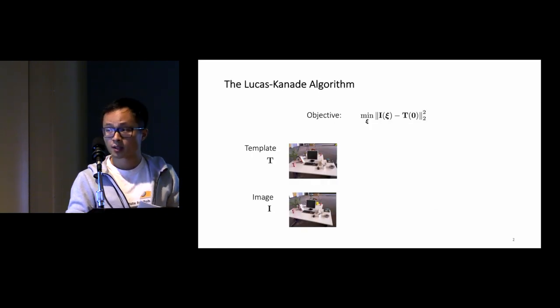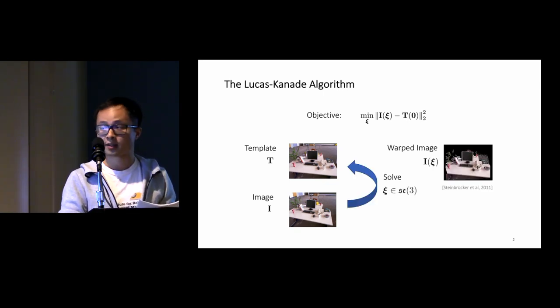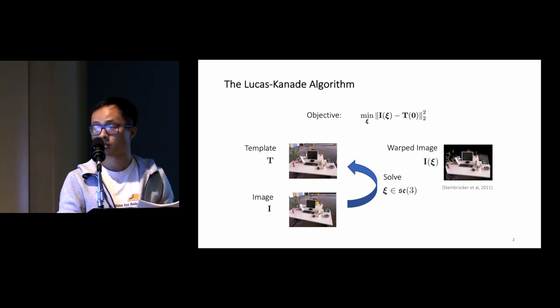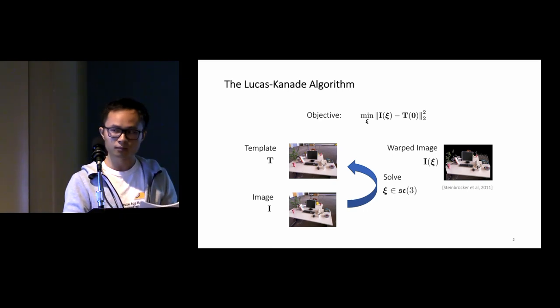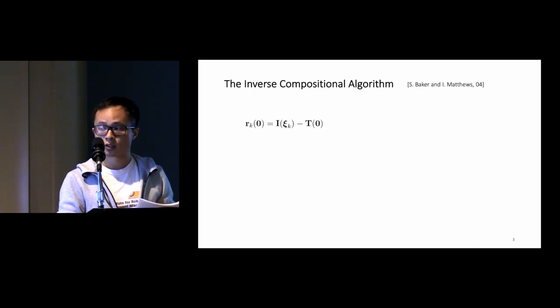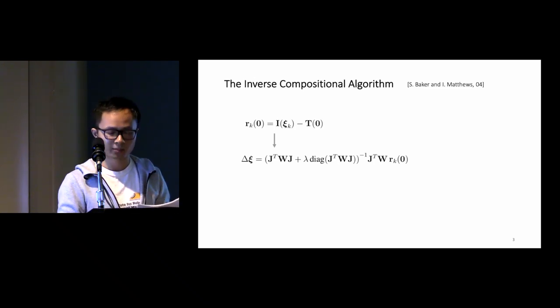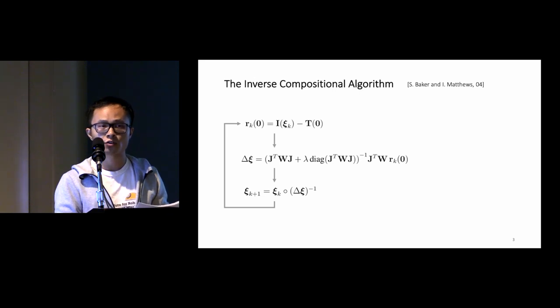The seminal Lucas-Kanade algorithm is a widely used image registration tool in computer vision. It recovers the motion transform by minimizing the photometric residual of a warped image to the template. One classical solution to the objective is the inverse composition algorithm. In each iteration, given the residual of a warped image to the template, it solves the incremental transformation of the original perturbed template to the warped image, and it updates the warping with inverse composition iteratively.